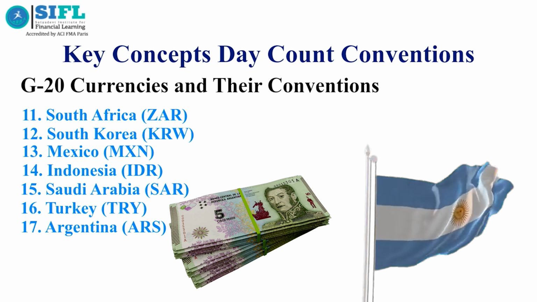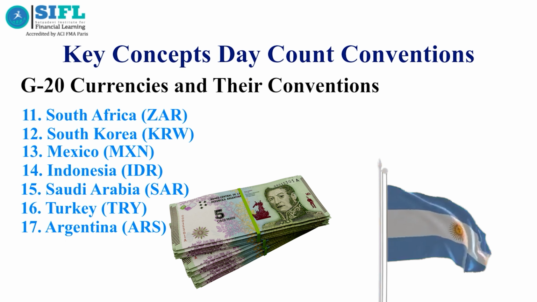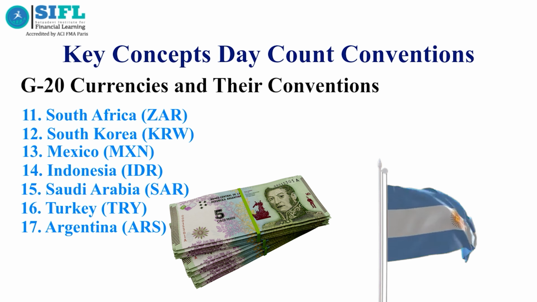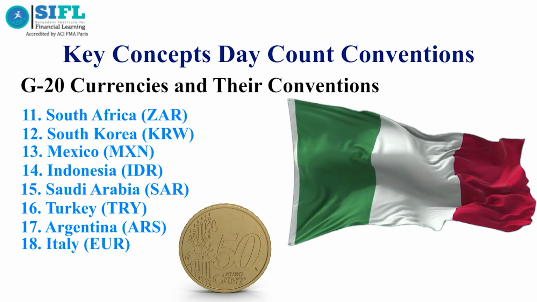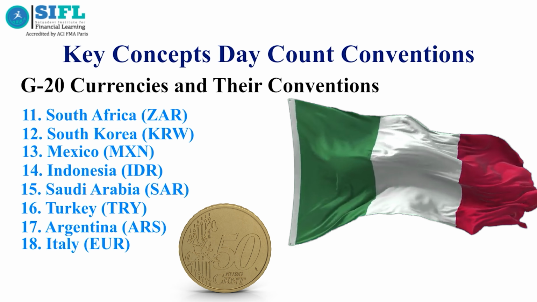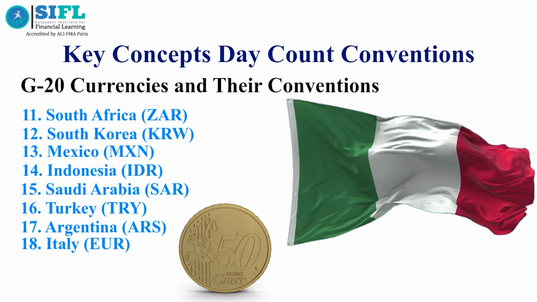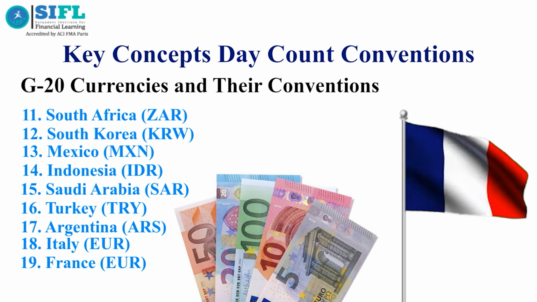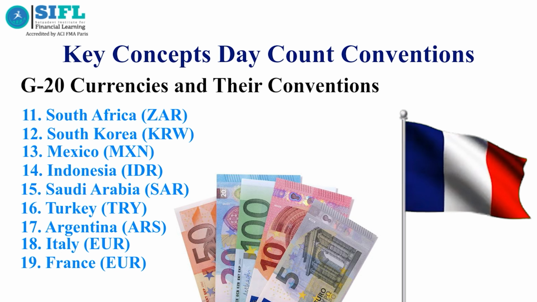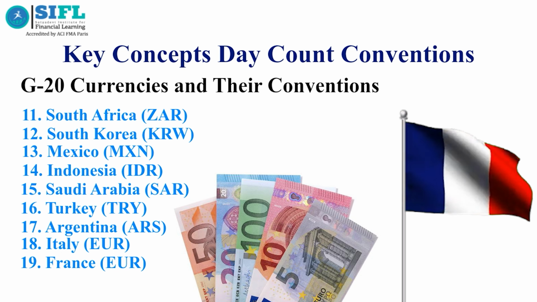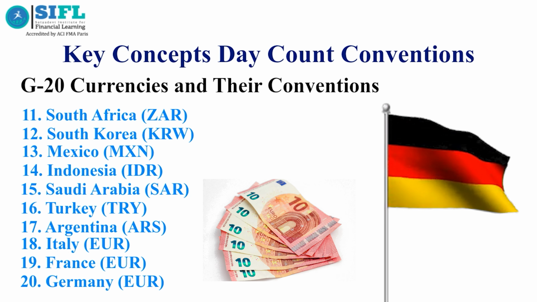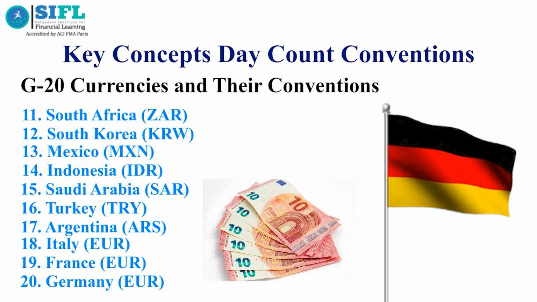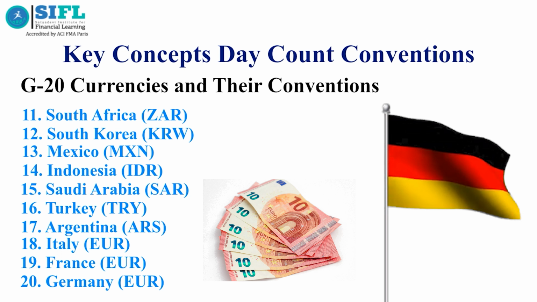17. Argentina. Convention. Actual by 360. Used for money market instruments. 18. Italy Euro. Convention. Actual by 360. Used for money market instruments. 19. France Euro. Convention. Actual by 360. Used for money market instruments. 20. Germany Euro. Convention. Actual by 360. Used for money market instruments.